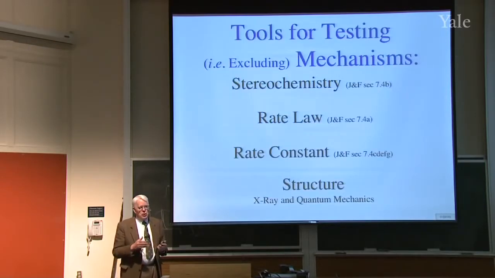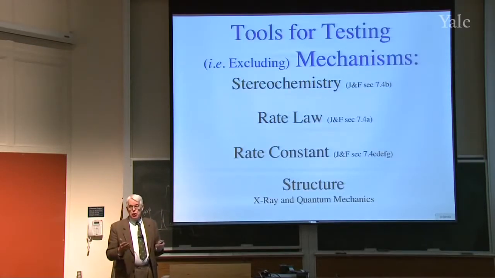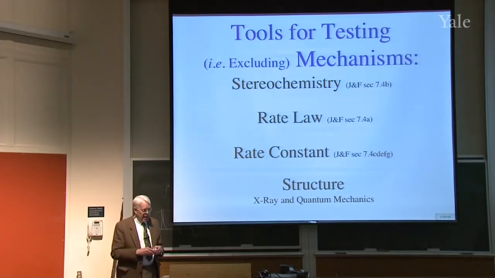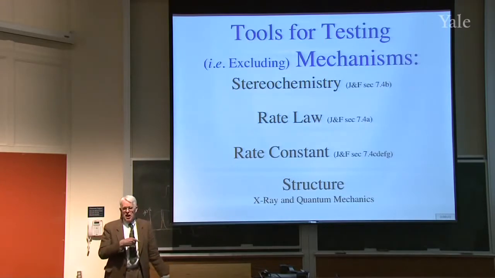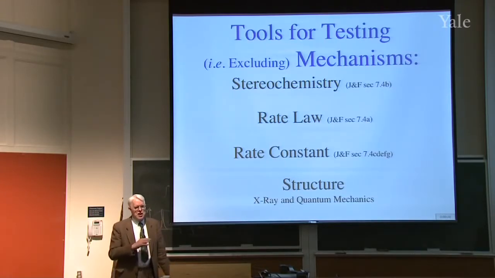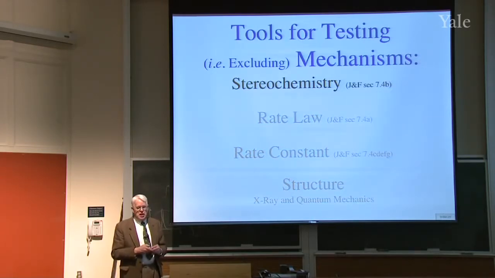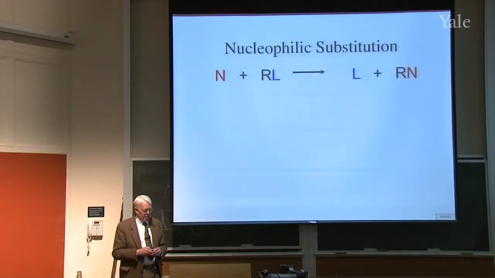Okay, now there are tools for testing, that is for excluding mechanisms. And they involve stereochemistry, rate law, rate constant, and structure, X-ray work and quantum mechanics. And in the particular book that you might be using, the Jones book, these are in the sections indicated there, and I'll indicate those as we go along. But these things will be covered in all the texts, so you'll see a good treatment almost anywhere. Okay, we're first going to look at stereochemistry, what we were just talking about.